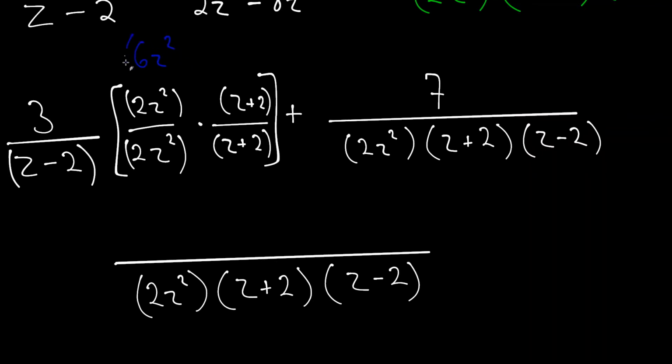Okay, 6z squared times z plus 2. And if we were to expand this, we get 12z squared. Oh, no, we don't get 12z squared. We get 6z cubed plus 12z squared. And my 2's look like z's. That is not making this very helpful. Okay.